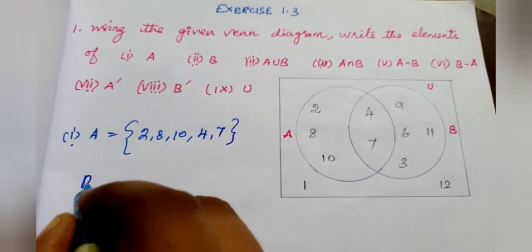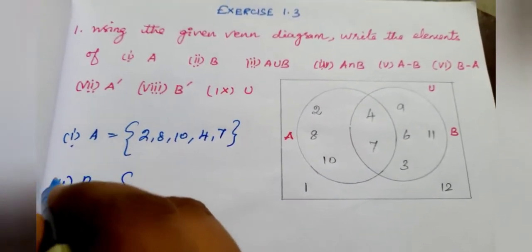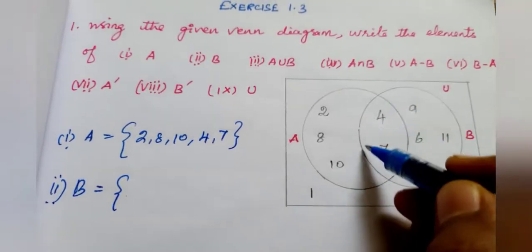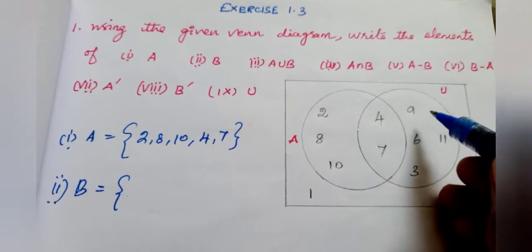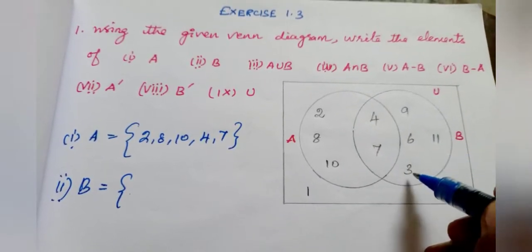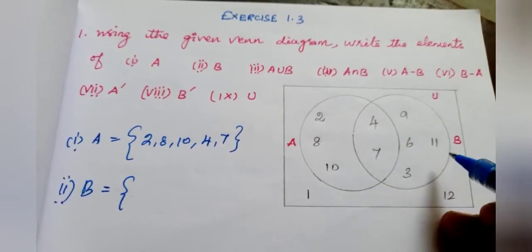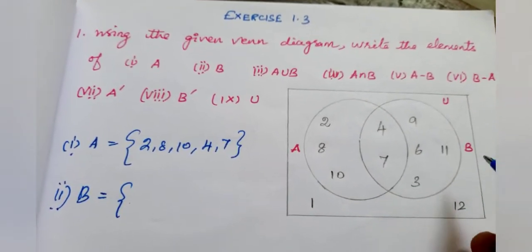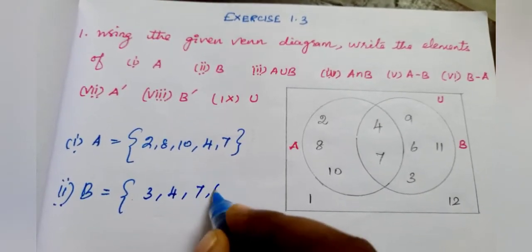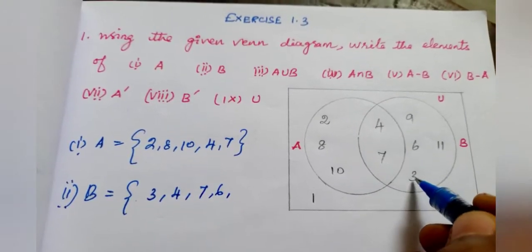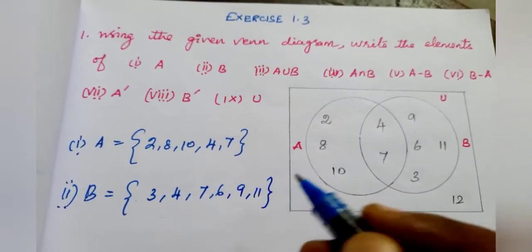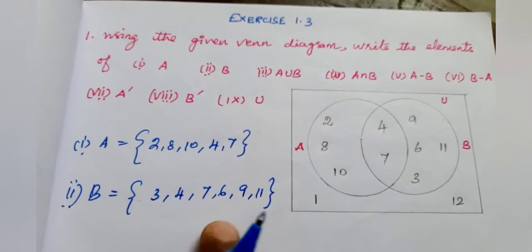Then what is B? Here in the circle B, we have 3, 4, 7, 6, 9, 11. All these elements belong to B. So we can write B as 3, 4, 7, 6, 9, 11. These are called set B.